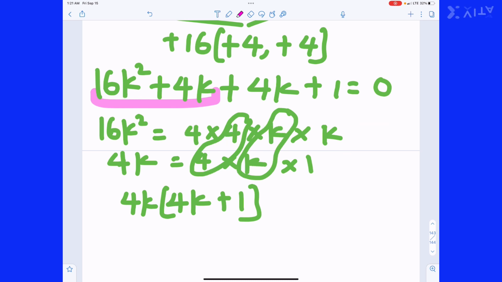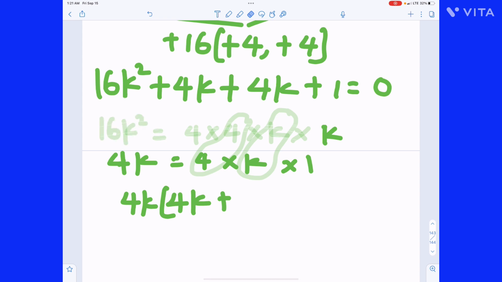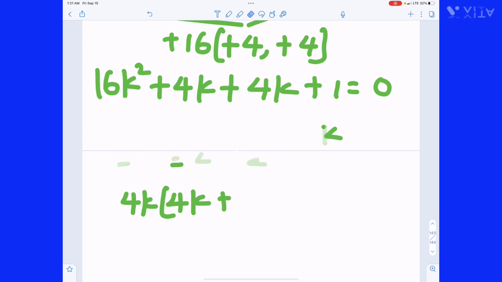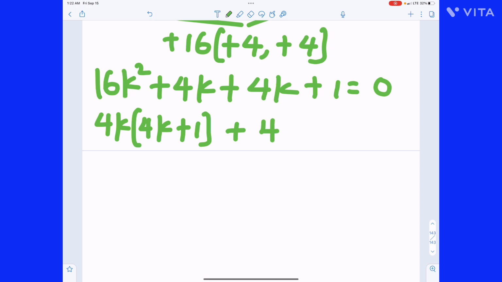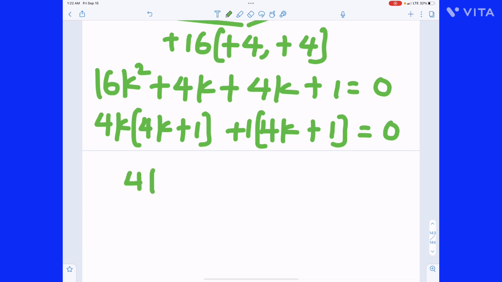So you can see now I actually don't need this, so I can clean it. I just need my answer, 4k times 4k plus 1. I taught you how to do factorization from basics. 4k open bracket 4k plus 1, then plus 1 open bracket 4k plus 1 is 0. I hope you understand how I did that.